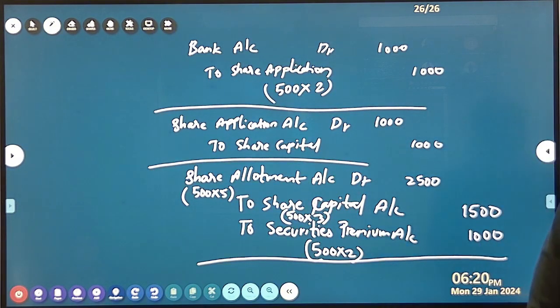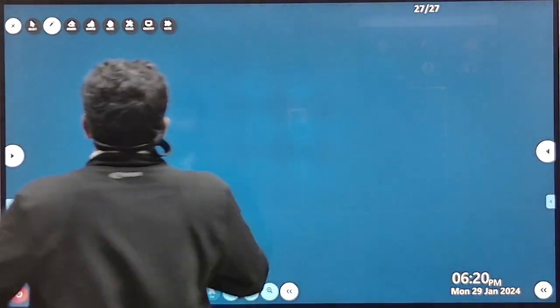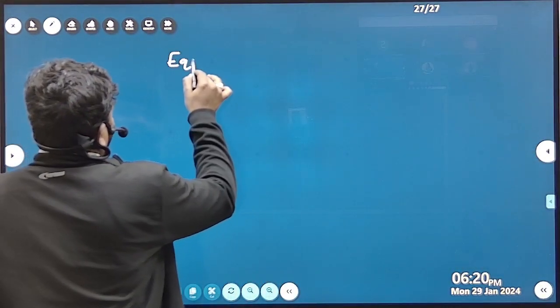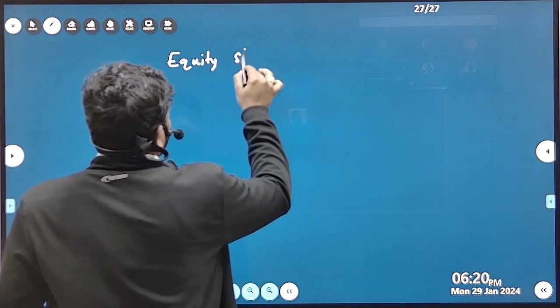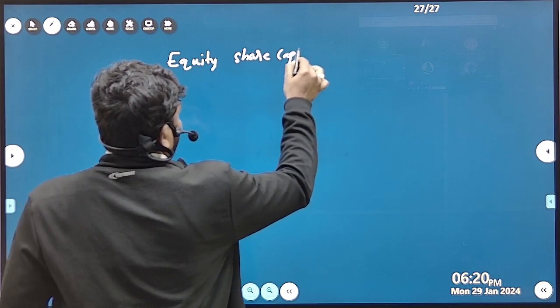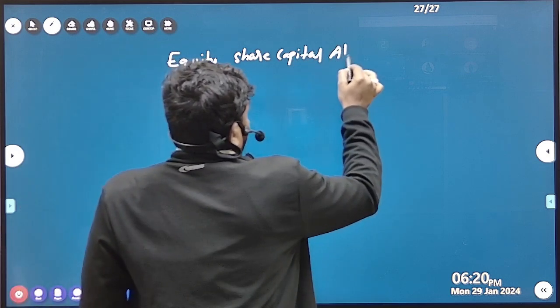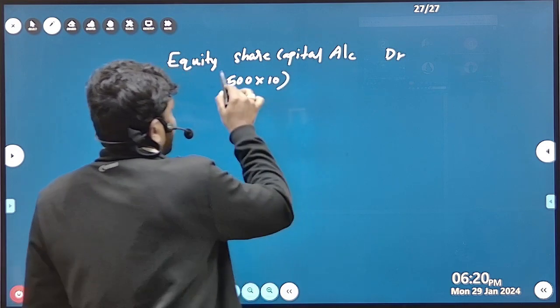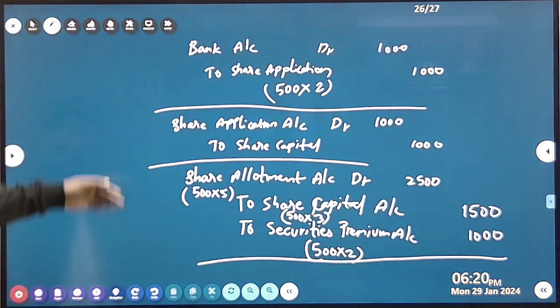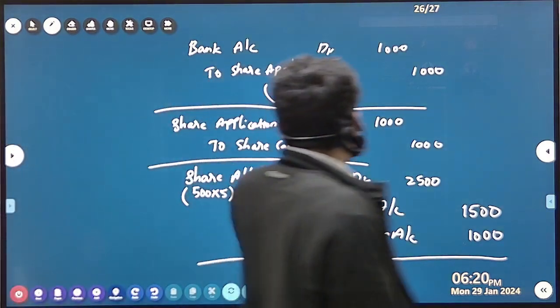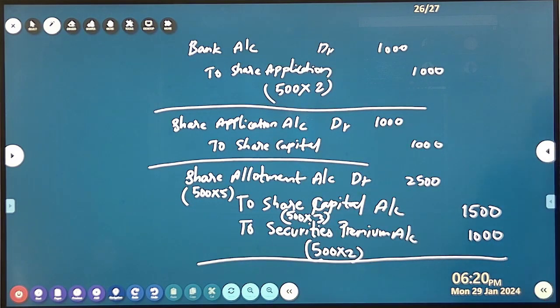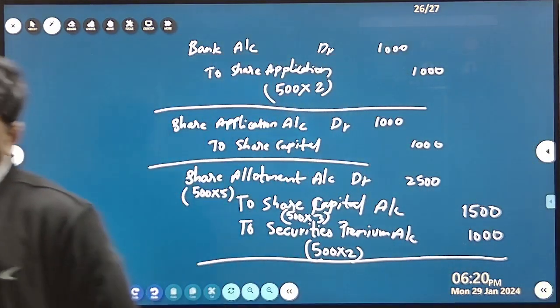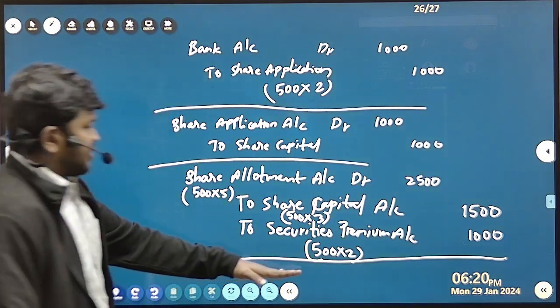Now what is the entry on forfeiture? Okay, sir, what is the entry? Equity share capital account, equity or preference, whatever it may be, equity share capital account debit for the whole paid up capital. Sir, why? In the earlier entry, you can see how much share capital is credited. Tell me the total share capital credit amount. Share capital credit is 2500. Yes or no? We did not receive this allotment money.